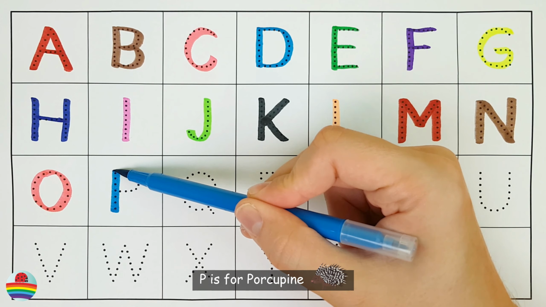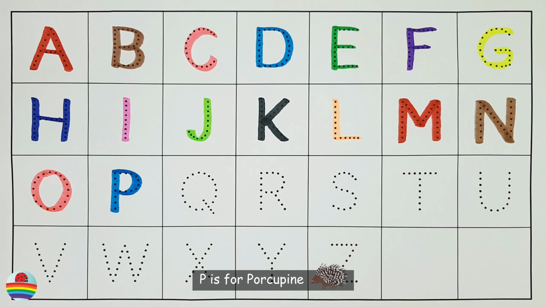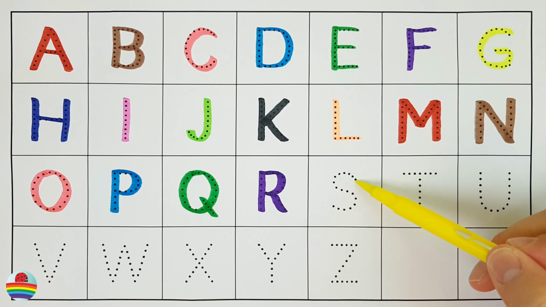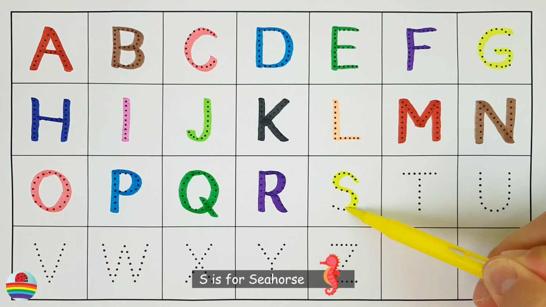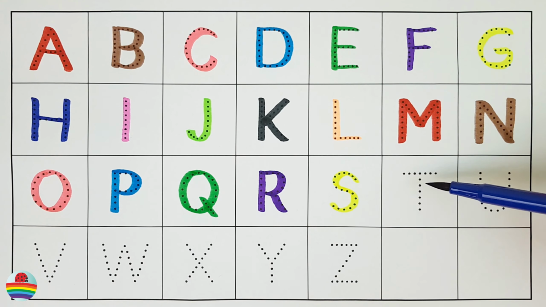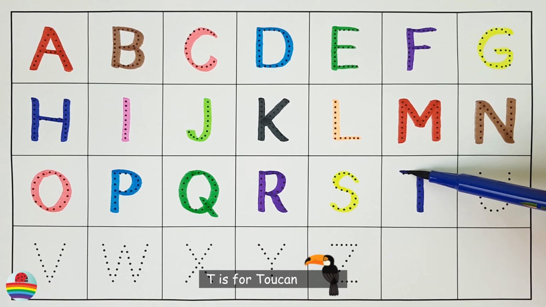P. P is for porcupine. Q. Q is for queen bee. R. R is for raccoon. S. S is for seahorse. T. T is for toucan.